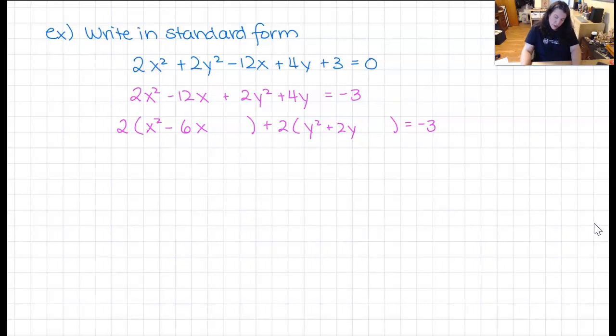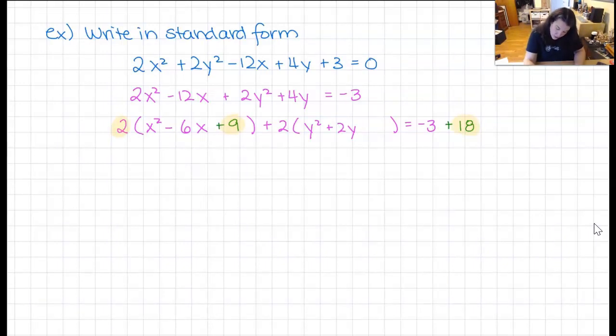So complete the square on the x's. Half of -6 is -3. Square it, you get 9. So it looks like I added 9 on the left, but remember I really added 18 because 2 times 9 is 18, so I have to add 18 here. So this 2 times 9 is what gives me 18. That's why I had to do that.